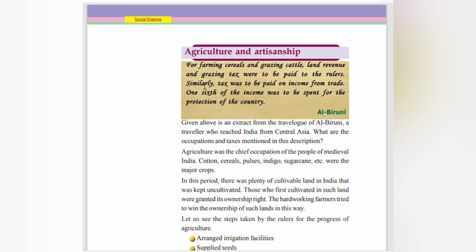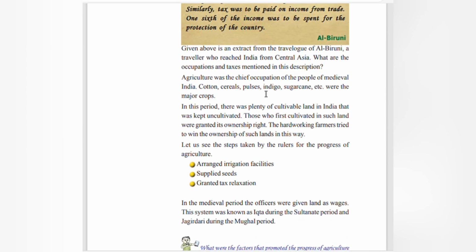Tax was to be paid on income from trade. One-sixth of the income was to be spent for the protection of the country. Al-Biruni. Given above is an extract from the travelogue of Al-Biruni, a traveler who reached India from Central Asia. What are the occupations and taxes mentioned in his description?